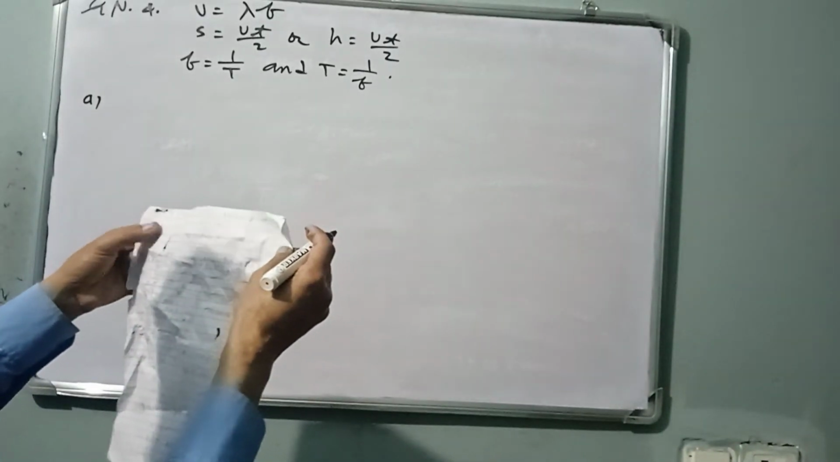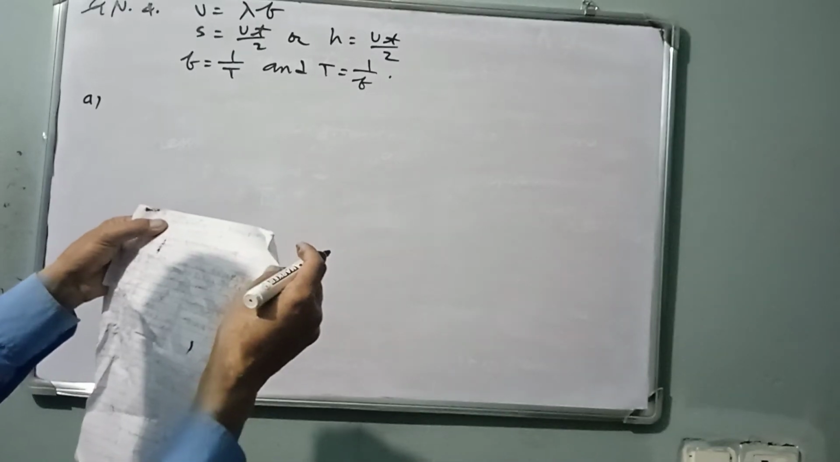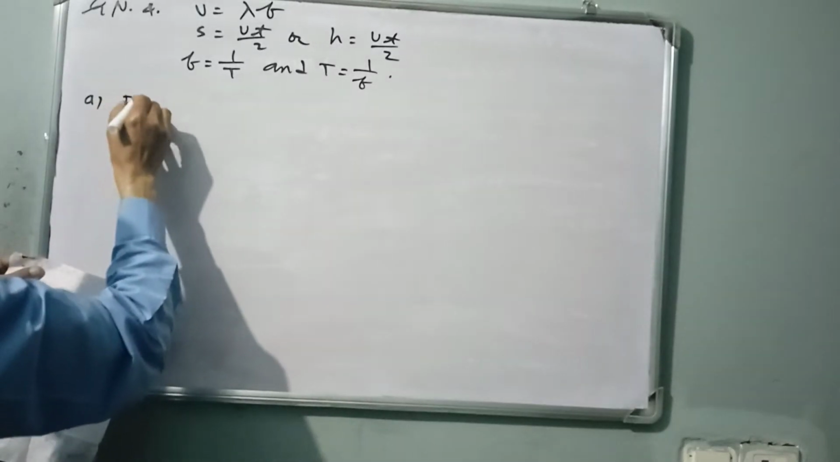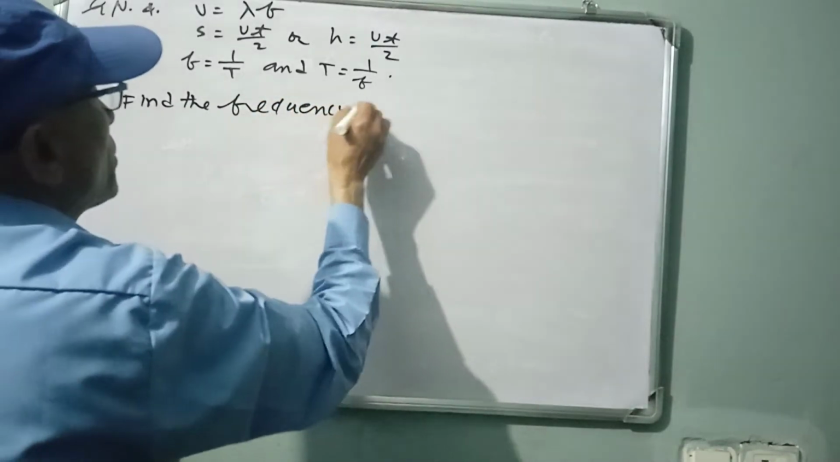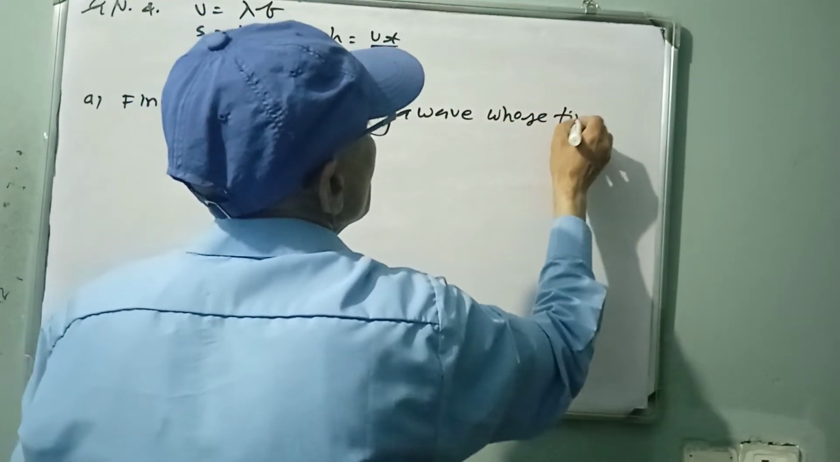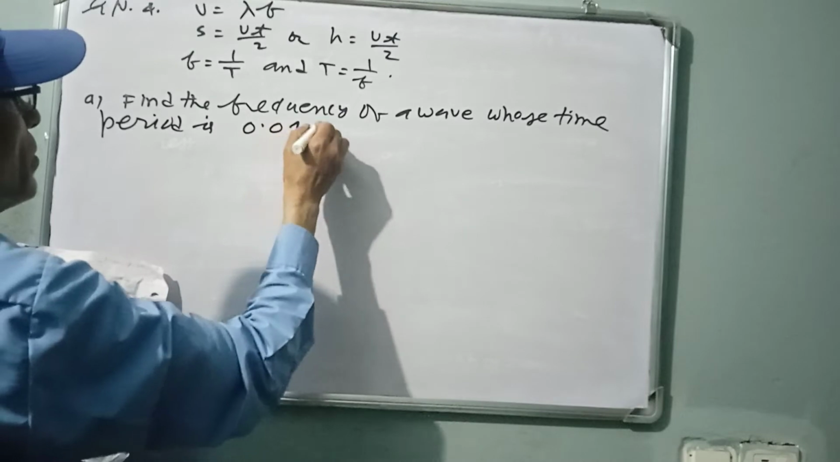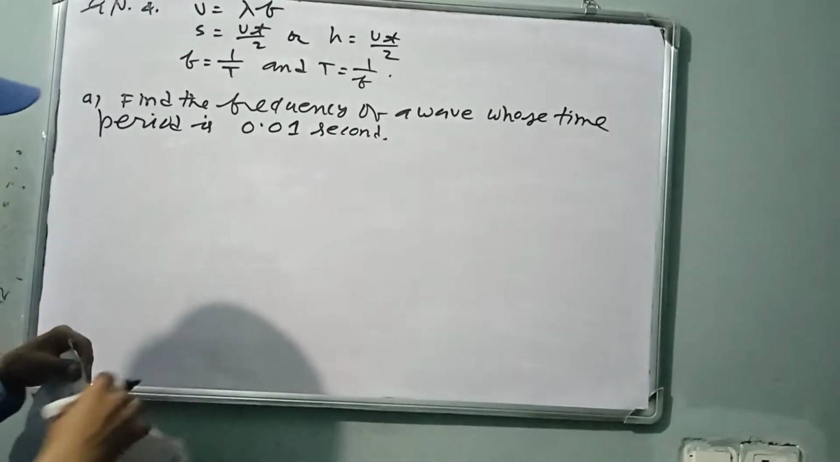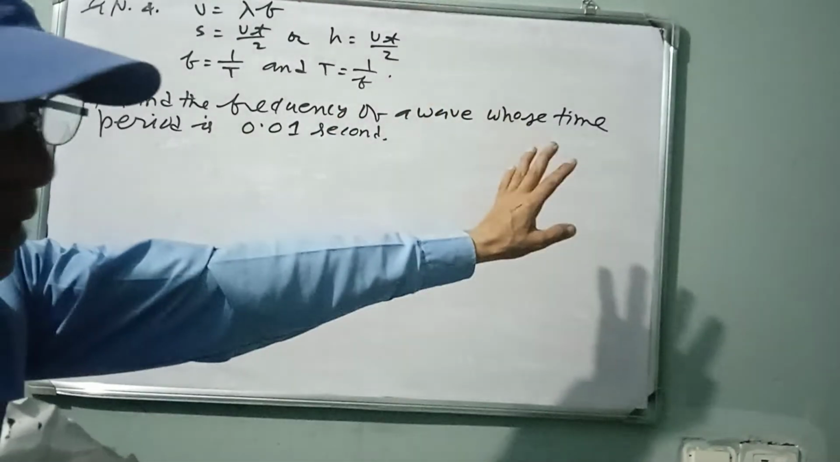Question A. See, time period given, find out the frequency. Find the frequency of a wave whose time period is 0.01 second. That means in 0.01 second it makes one complete vibration. In 1 second how many? That is the thing.